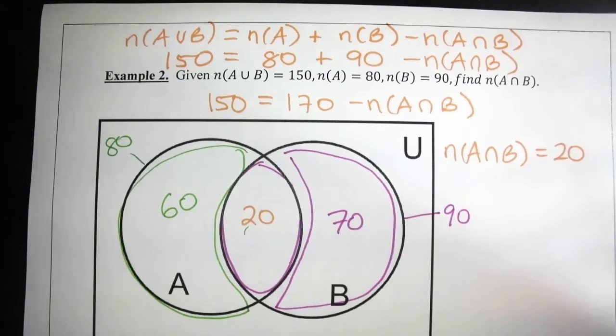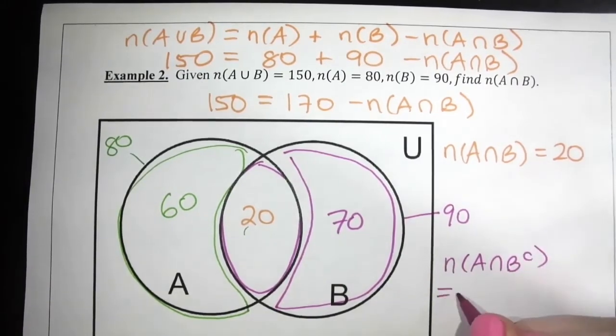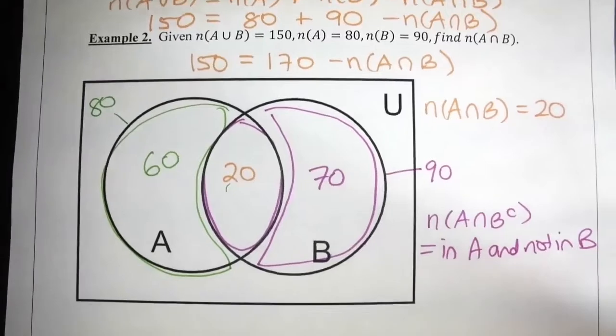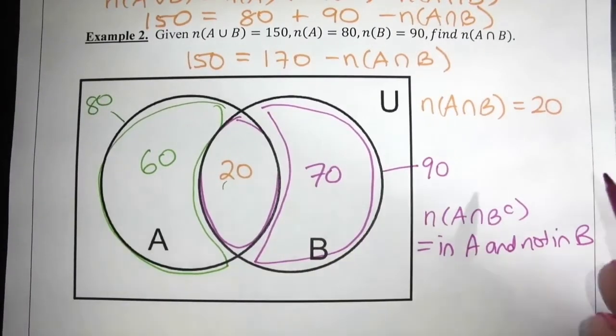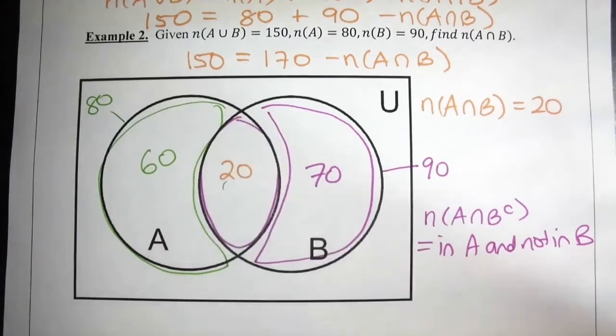And so for example, if I asked you, let's say A and not B, that's in A and not in B. I would still have to go through everything I went through to find the middle, A and B. But then after that, what I did here is I took the 80, take away the middle. And so in A and not in B would be 60, for example.